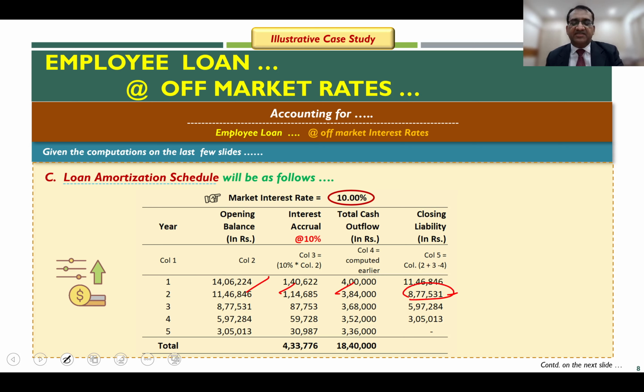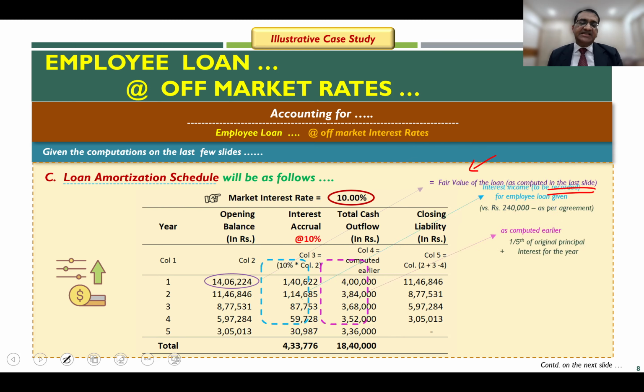This is your closing, and you will repeat this process till the end of the 5th year, and therefore by the end of the 5th year, this loan will be squared off to 0. Right? That's how the loan amortization schedule will work. So interestingly, as I told you, you will note 1406 is the opening principal representing the fair value of the loan, which we computed on the earlier slides.